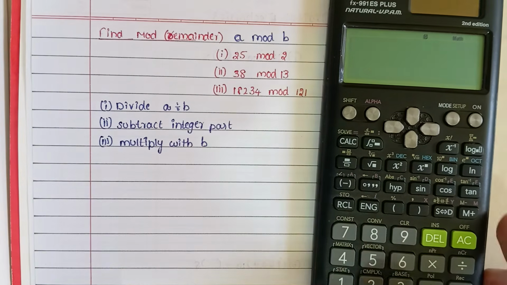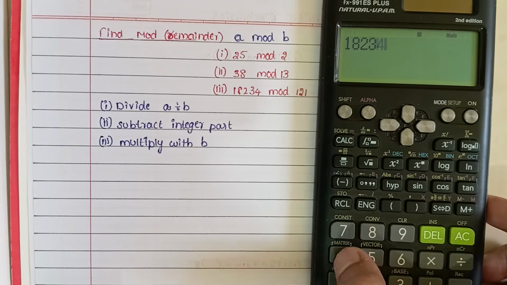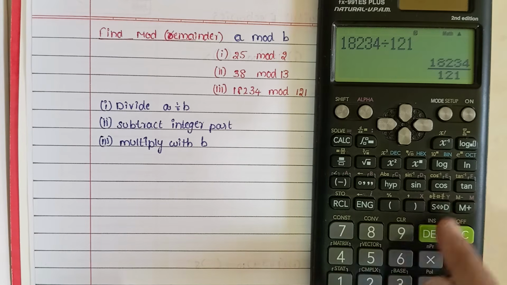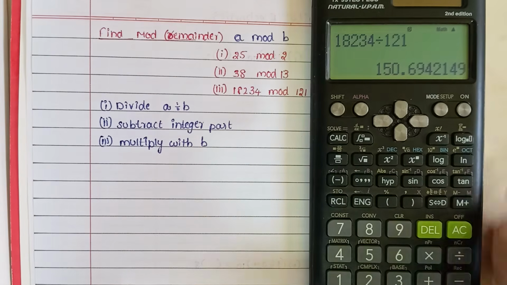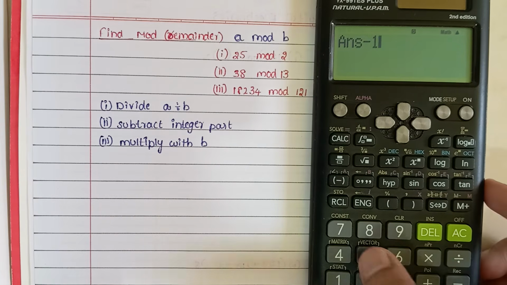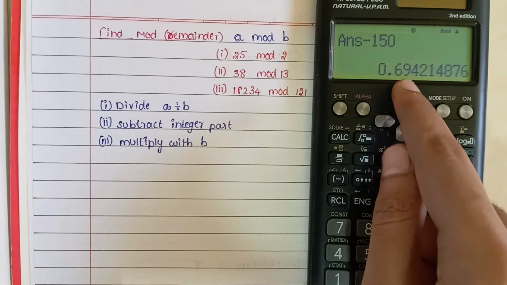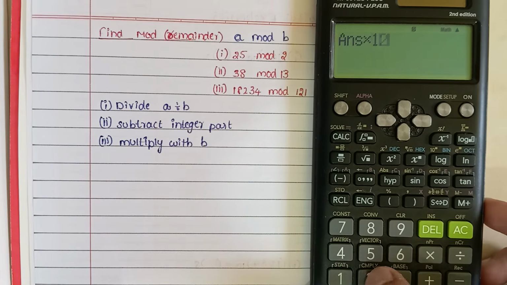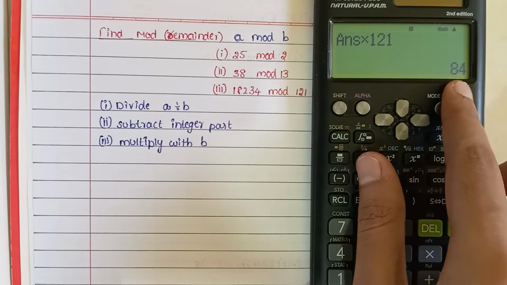And the third question is 18,234 mod 121. For that, 18,234 divided by 121. The integer part is 150, so subtract it. You will get this value, and again multiply this with 121. So the remainder is 84.